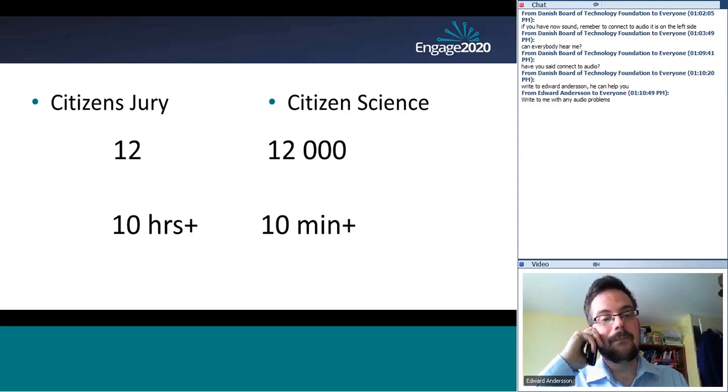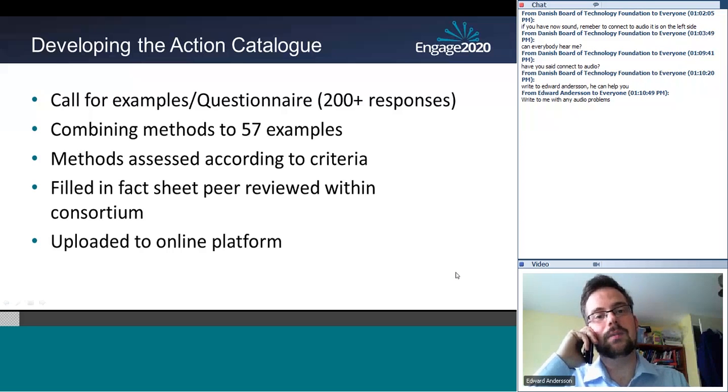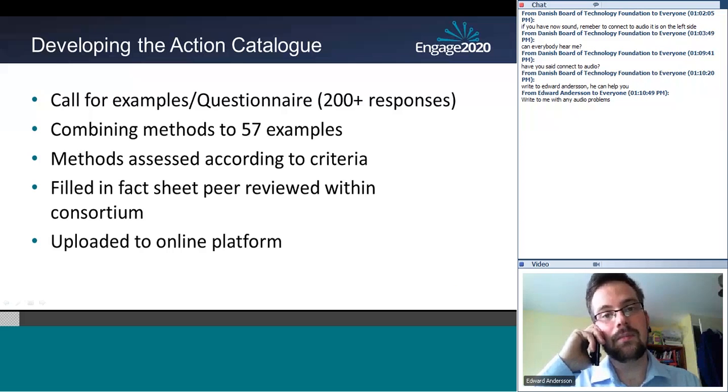Next. So it's very clear there are lots of methods out there, and these methods are complicated, they're different, they're good at different things. Therefore, we knew from the start with the Engage2020 project that people who are new to this field need help and support. And that's why we've developed the Action Catalogue. This is one of the things I'm most excited about with regards to the Engage process.